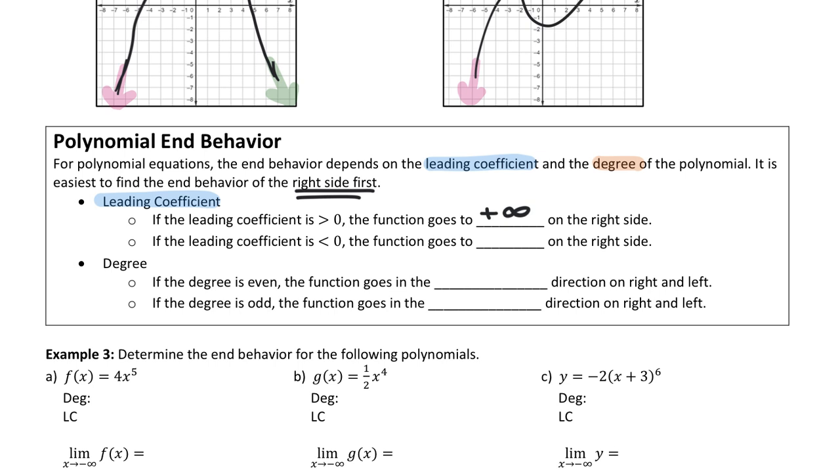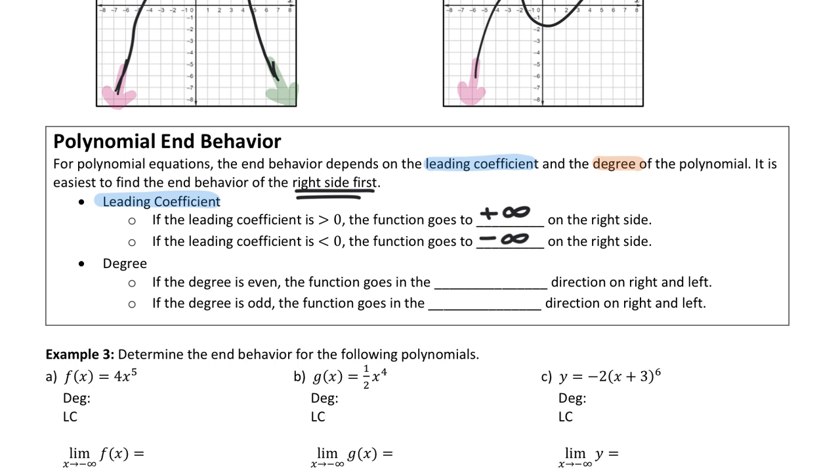A leading coefficient being negative means that the function goes to negative infinity on the right side. Notice, it's only talking about the right side. We look at the right side first. It will determine what's happening on that side. Positive goes up, negative goes down on the right side.